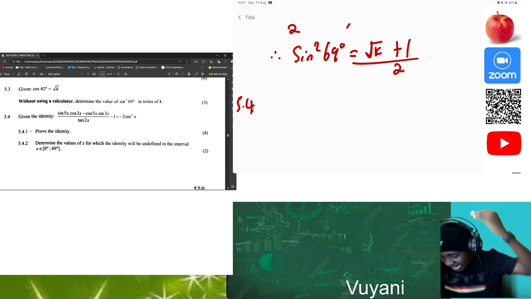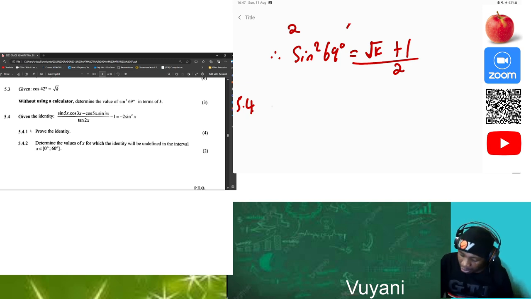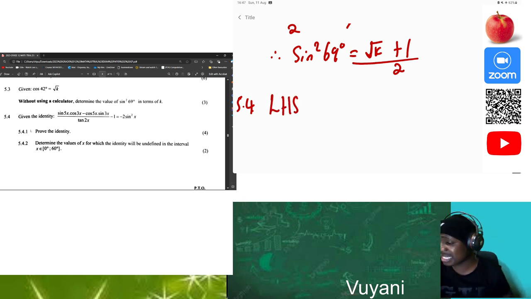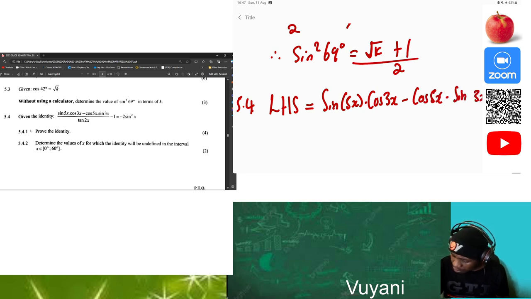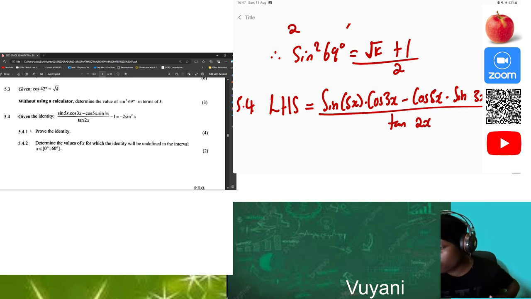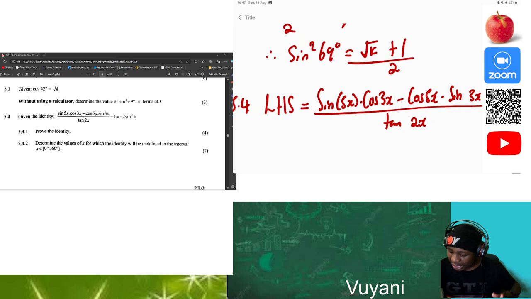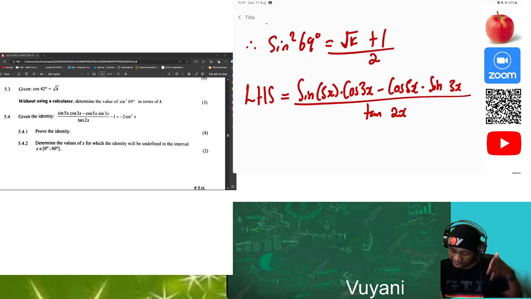So let's break down the left hand side. And how do we do that? We start by saying the left hand side is always equal to, then we copy whatever we have: sine of 5x times cos of 3x minus cos of 5x times sine of 3x. Then of course we divide all through by tan of 2x. That's the first step, because we want to break down this left hand side, because it's too complex and there's a lot we can play around with when we look at the other side.